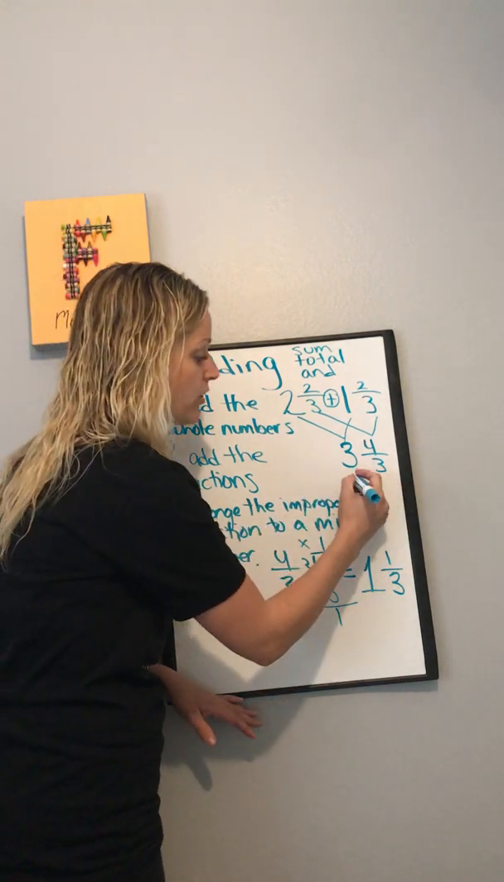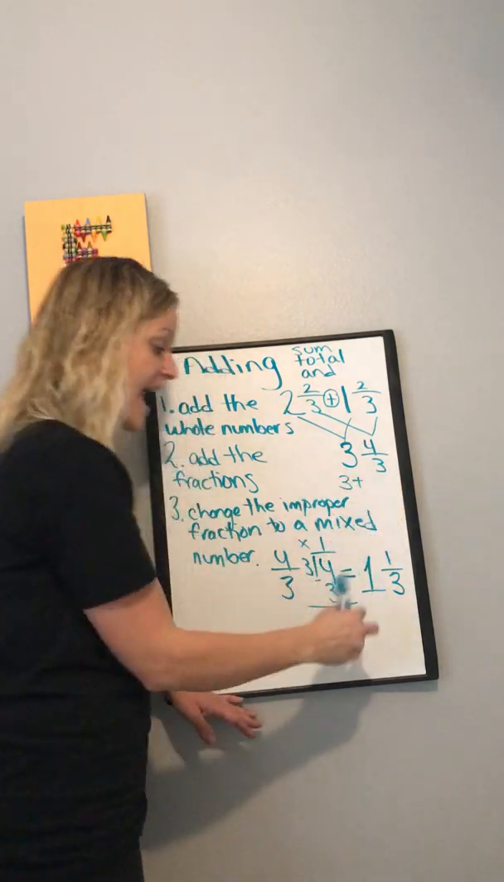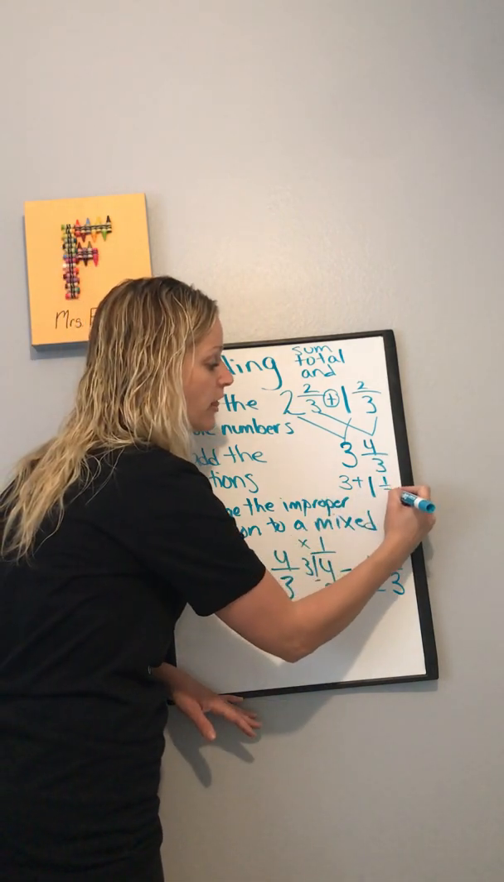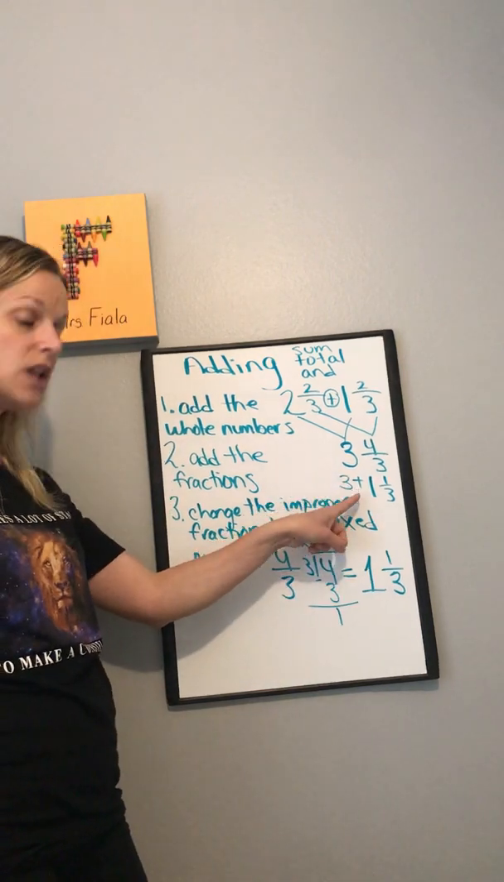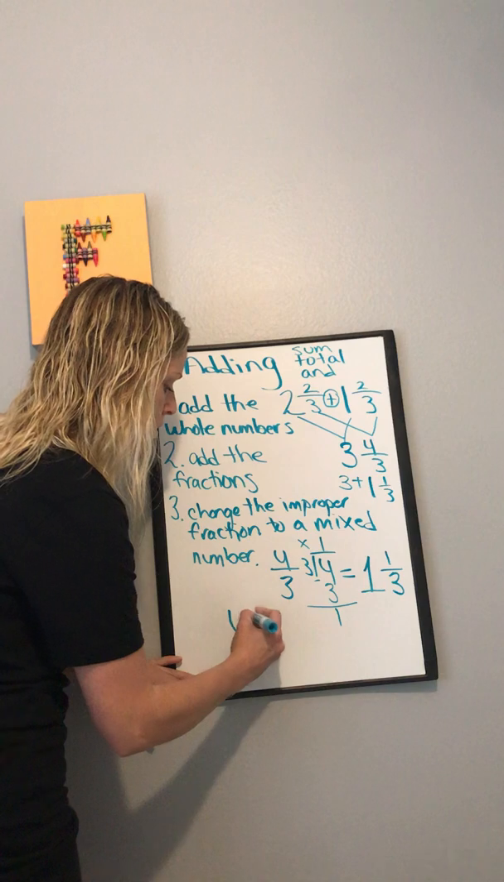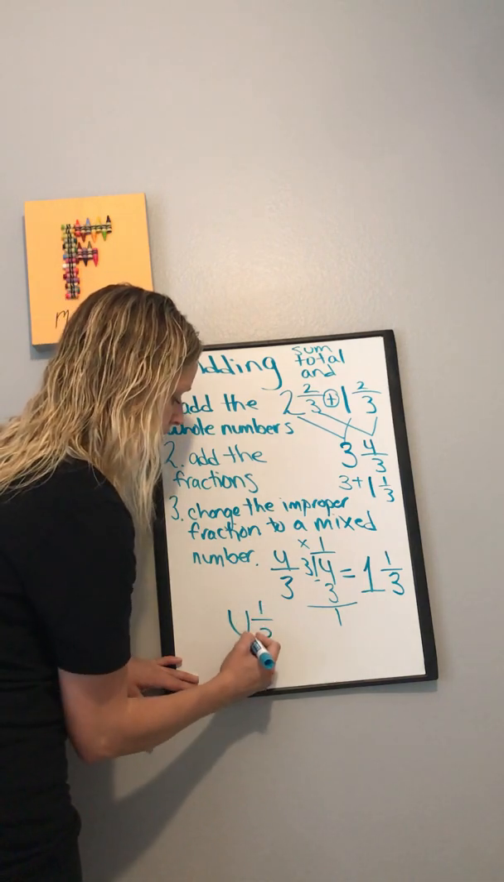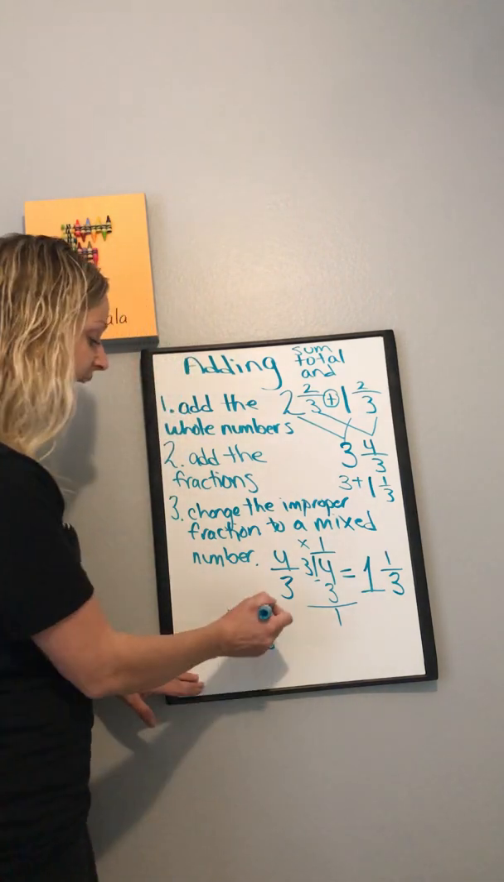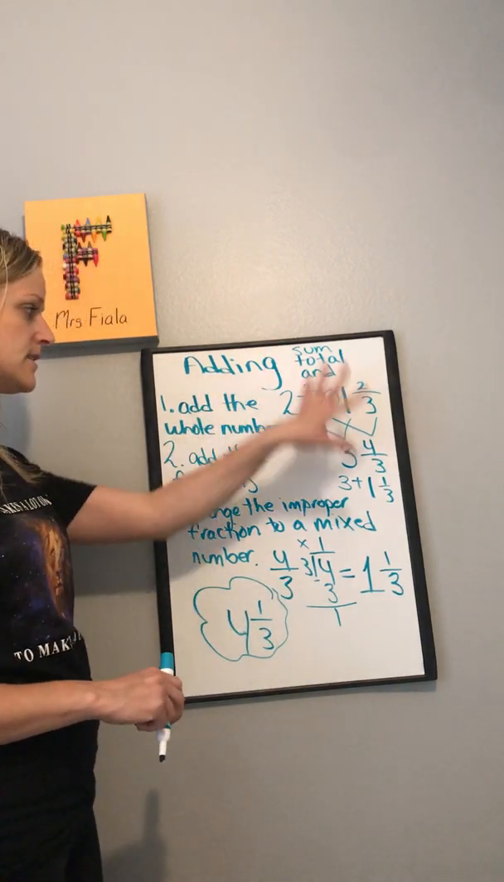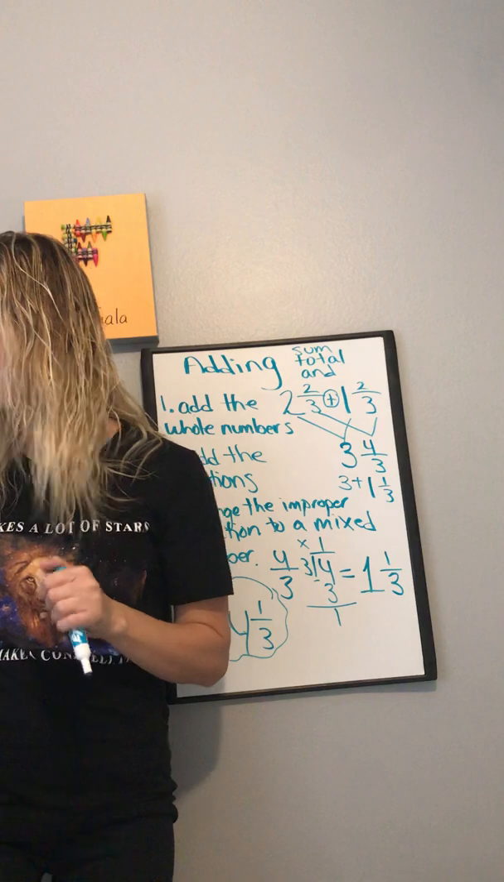So now I'm going to take those 3 wholes and add, what did I get here? 4/3 equaled 1 and 1/3. So 3 plus 1 and 1/3 gives me a total of 4 and 1/3. Okay, and that is my final answer. Alrighty? So I'm going to erase this, and now we're going to do a few more of these problems together, okay?